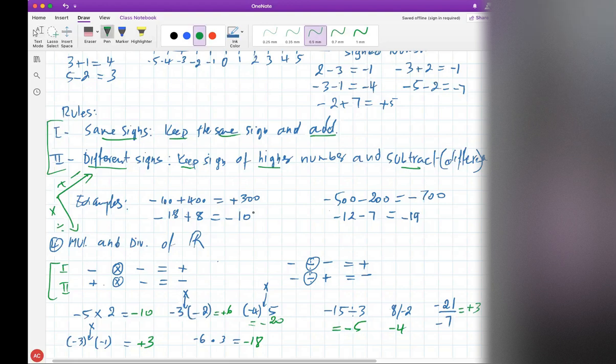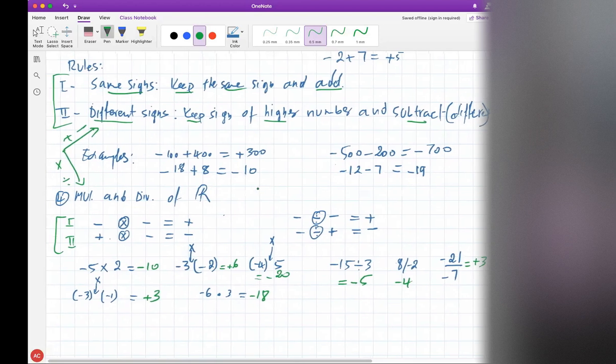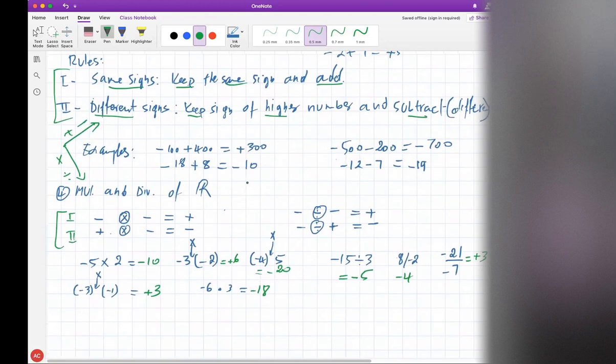Does that make sense, everybody? Any questions about any of these rules? Everyone? No questions for me? Okay, everybody else, please let me know. Again, this is very important, very crucial in math.